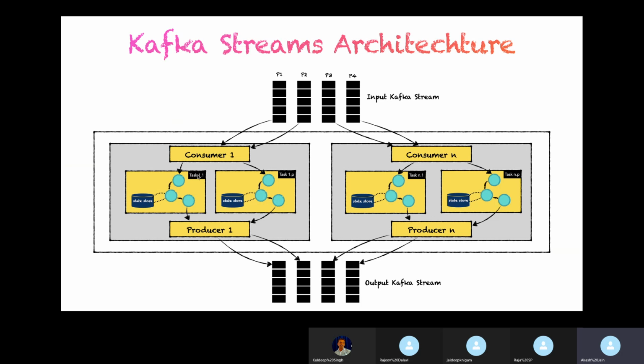Now, as I said, the number of tasks is exactly going to be equal to the number of partitions that are there, and it is going to be evenly distributed across the various threads that are there. So this is how a running Kafka Streams application looks.